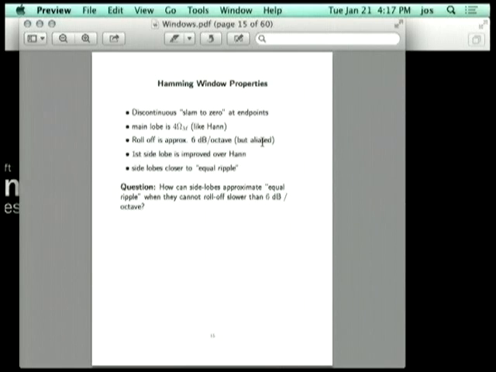So what we need to do, again, is look at a longer window with more samples and verify that this 6 dB per octave does happen in the vicinity of the main lobe before aliasing is significant. And you saw the side lobe improvement. You saw that it's closer to equal ripple. And here's that question: how can the side lobes approximate equal ripple when, by construction, they must roll off at 6 dB per octave? Granted, there's aliasing, but there should be some 6 dB per octave action there.